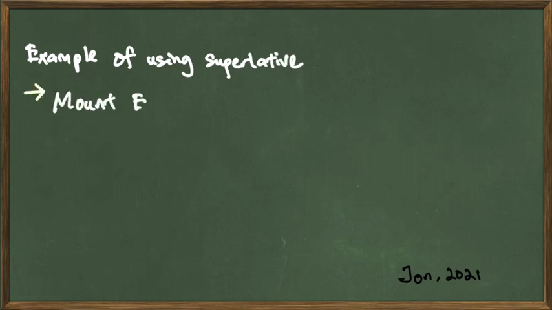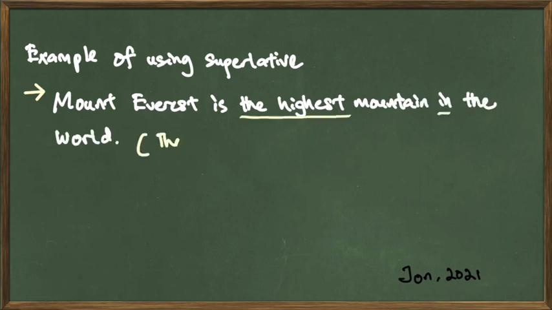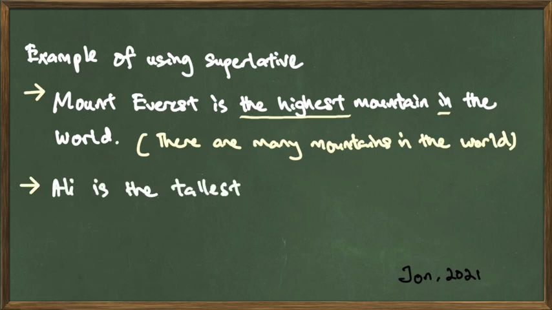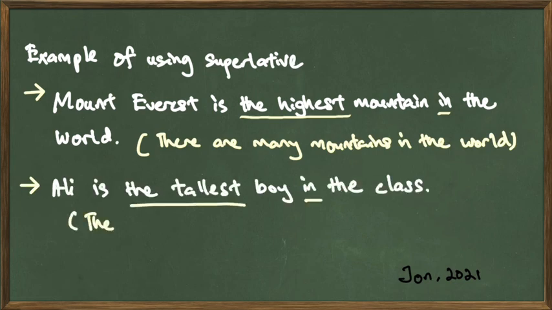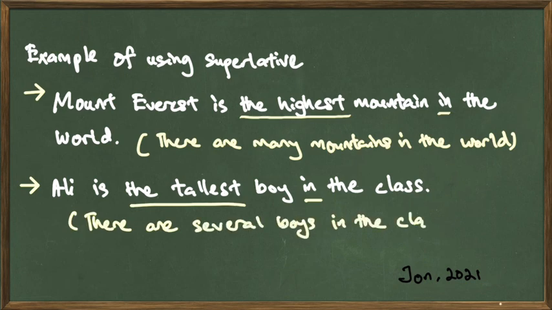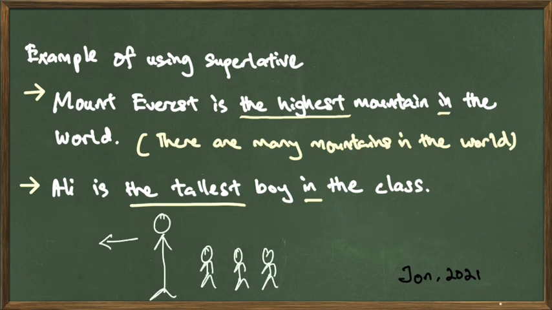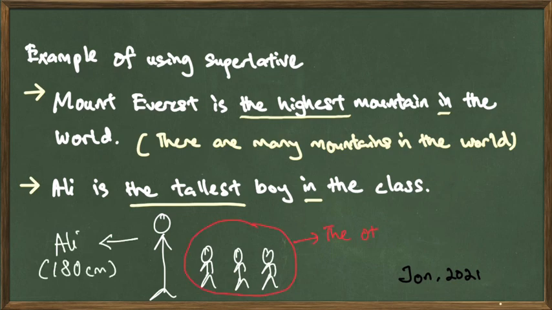When do we use the superlatives? For example, Mount Everest is the highest mountain in the world. We know that there are many mountains in the world, so Mount Everest is the highest. Next, Ali is the tallest boy in the class. There are several boys in the class, but Ali is the tallest one. Look at the illustration. We are comparing boys. Kita bandingkan seorang budak lelaki, iaitu Ali dengan kawan-kawan dia yang lain di dalam kelas budak lelaki juga. So, jenis yang sama.